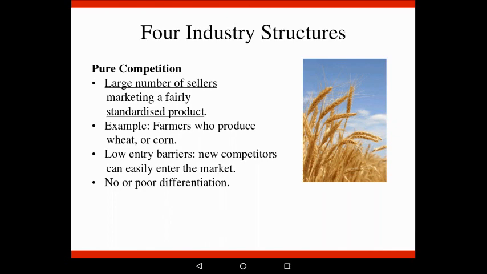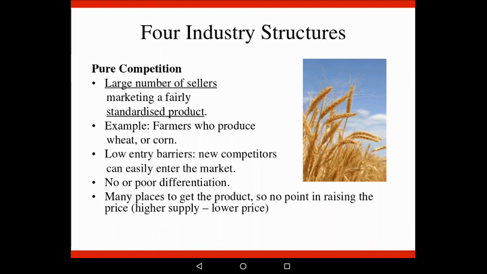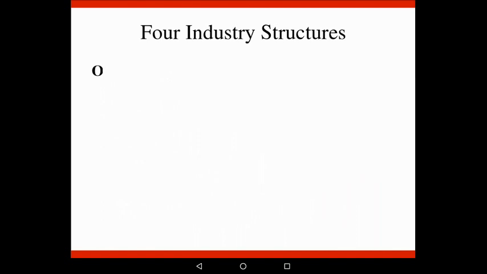So in a pure competition, there's very little differentiation. Products are not very different from each other. And usually there's many different places you can get the product. So you can't really raise the price. You have to keep your prices low because people can go anywhere to get it. And they often don't have to advertise, because what are they going to say? Come and buy our wheat because it's better than the farmer next door. No, there's nothing really to use to differentiate your product in advertising.